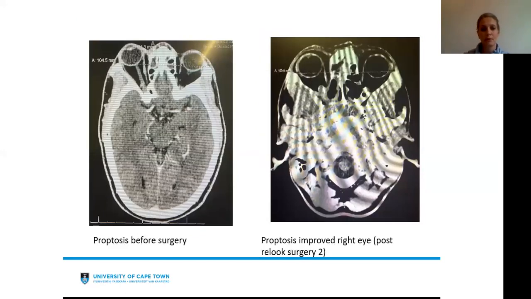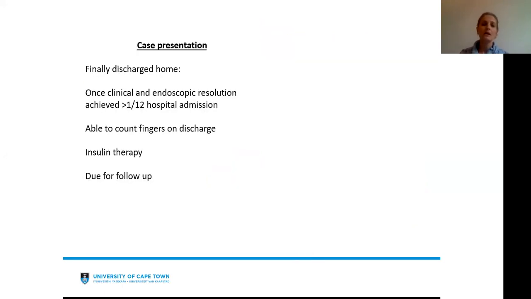This is an image of his proptosis before surgery by the measurements. So you can definitely get the impression that the eye was proptotic. And the image on the right shows that his proptosis actually improved. This was after his second look. So he was finally discharged home once clinical and endoscopic resolution was achieved, after more than a month-long hospital admission. By discharge, he was able to count fingers. He knew how to administer his insulin therapy, and he's currently due for follow-up.